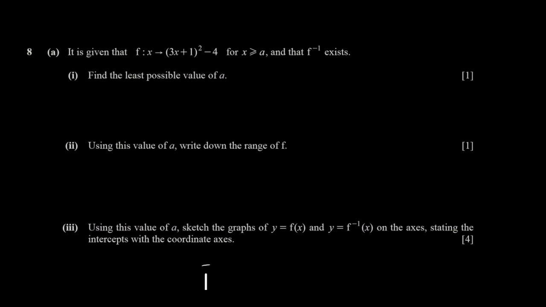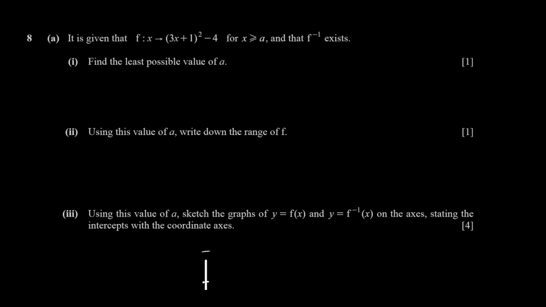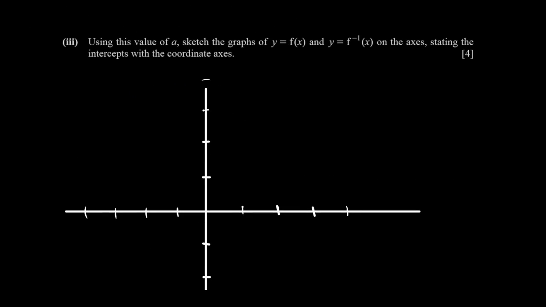It's a quadratic graph. The minimum is going to be at x equal to negative a third, and y equal to negative 4. So x is equal to negative a third, it's going to be like here. And y is equal to negative 4. So I've got to extend my line a little bit, just extend it down. Negative 4. And so my quadratic would kind of be going through there.